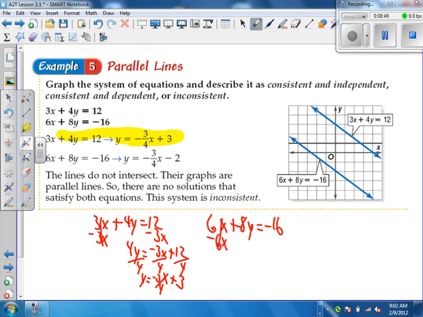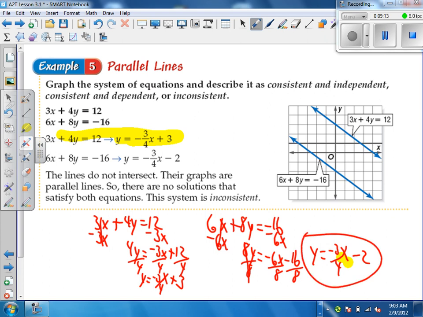Solve for y, we're going to subtract 6x. So 8y is equal to negative 6x minus 16. We're going to divide every term by 8. So we get y is equal to negative 6/8, which reduces to negative 3/4, and then negative 16 divided by 8 is going to be negative 2. So here's what we get.